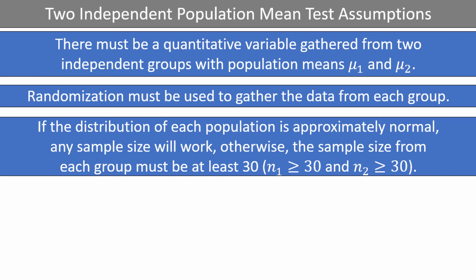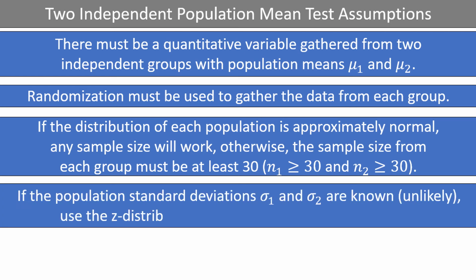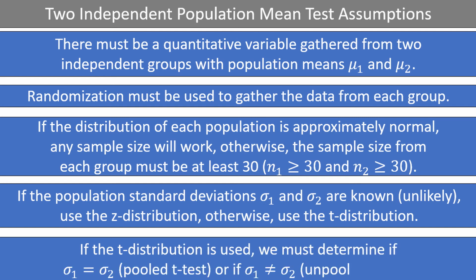Note that the sample size from group 1 does not need to be the same as the sample size from group 2. If the population standard deviations are known from both populations, which is unlikely, we will use the z-distribution. Otherwise, we should use the t-distribution. If the t-distribution is used, we must also determine whether or not the population standard deviations of the two populations are equal, in which case we will use the pooled t-test, or if they are unequal, in which case we will use the unpooled t-test.